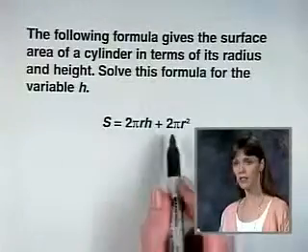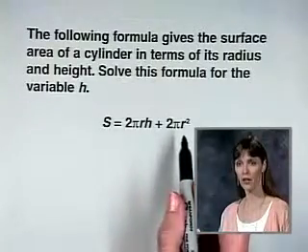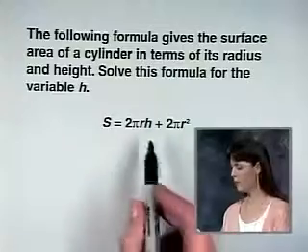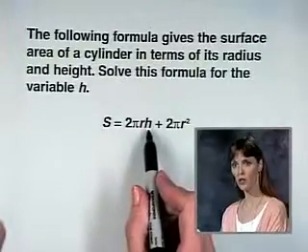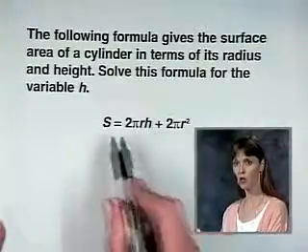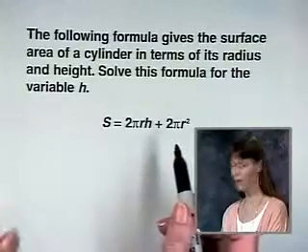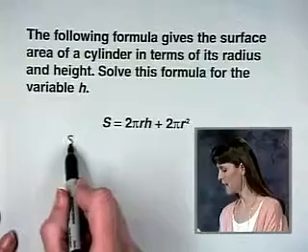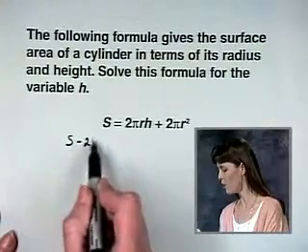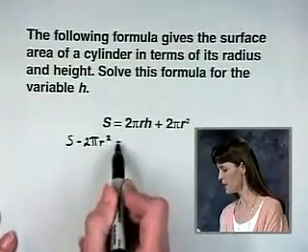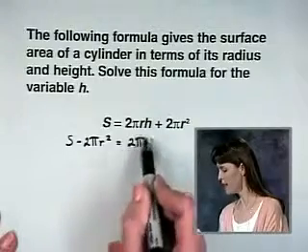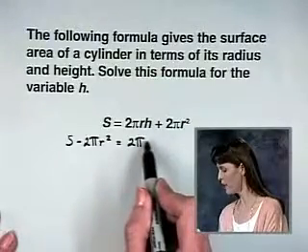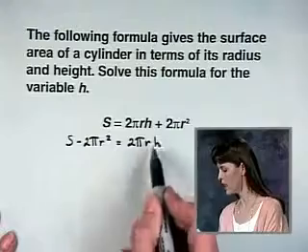Notice that what we're given is sometimes called a literal equation. It's a formula for surface area. The variable h is here in this term, but notice we have other terms that involve other variables also. We're going to begin by trying to isolate the term by subtracting 2 pi r squared from both sides of the equation. We end up with S minus 2 pi r squared equals 2 pi r times h.